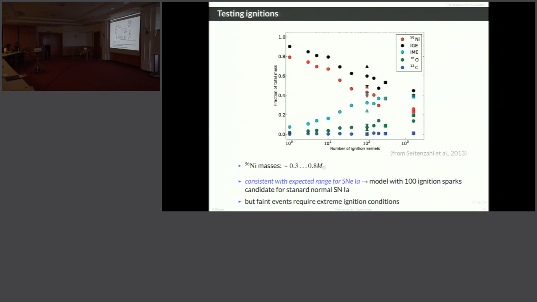And I particularly want to highlight this model ignited in 100 sparks here because this is at the moment our standard model for producing normal type 1a supernovae. This produces about half a solar mass of nickel-56. The problem, however, is that the fainter events with 0.3 solar masses of nickel-56, which should be within the range of normal type 1a supernovae, can be achieved only with extremely strong deflagration. Here we have to assume an ignition in something like 1600 sparks or so, which seems unlikely from the current results of pre-ignition convection simulations.